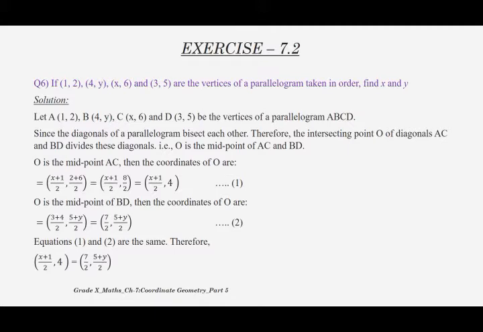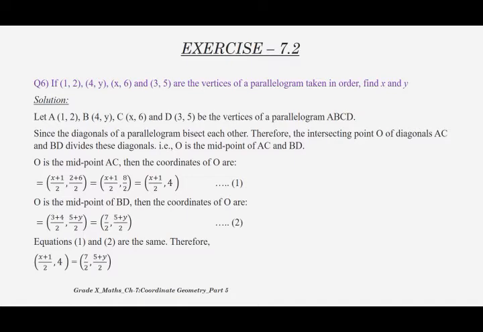Let us assume that the diagonals AC and BD intersect at the point O. So O divides both the diagonals into two equal halves. That means O is the midpoint of AC and BD. If O is the midpoint of AC, then using the midpoint formula, we can find the coordinates of O.